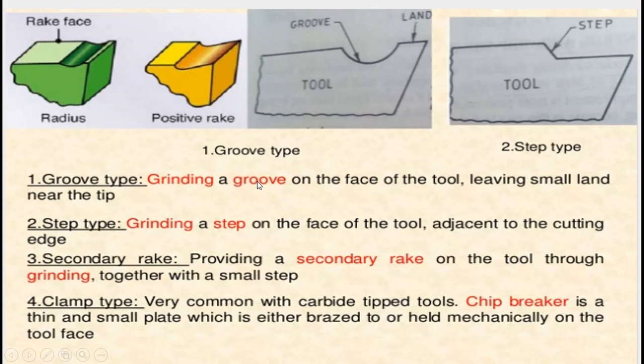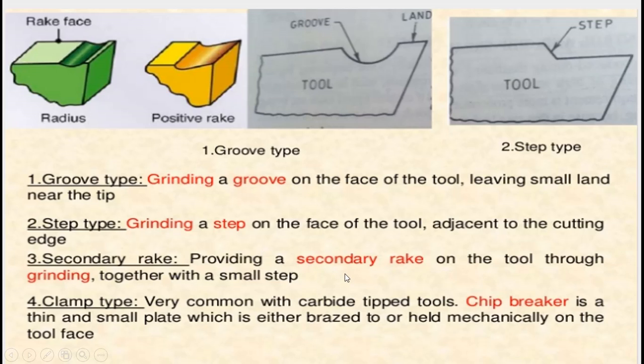Second, we have controlling tool geometry. It includes the groove type, where a small groove is ground on the face of the tool, so that when the chip flows, it moves along this groove and, after a certain rotation, breaks automatically. Second, we provide step grinding. A step is ground on the tool, so that the chip flows in this direction, and after reaching it and curling, it will break automatically.